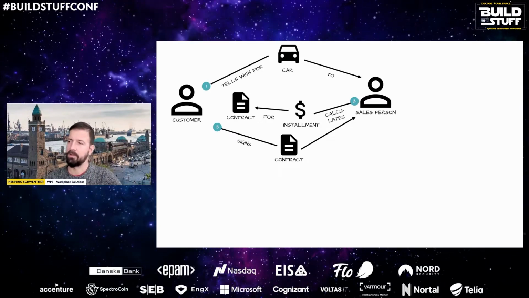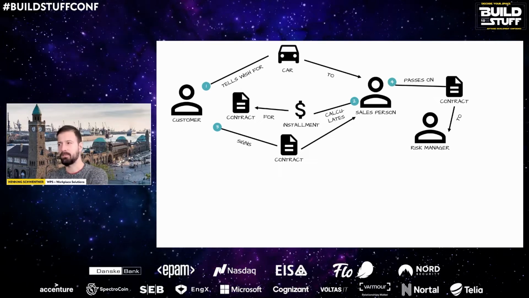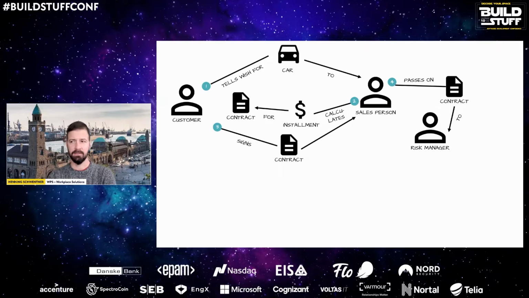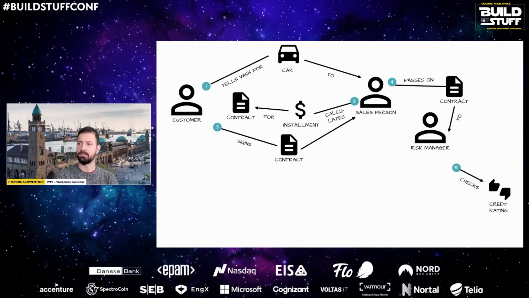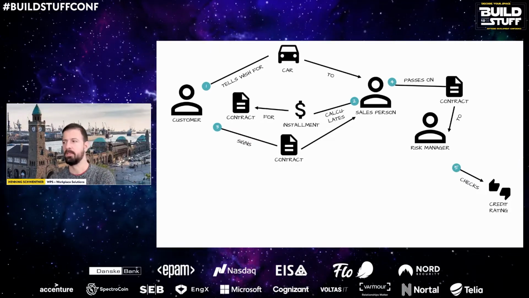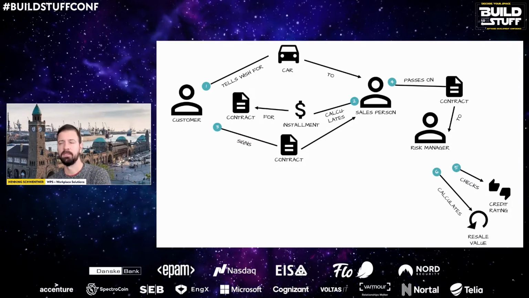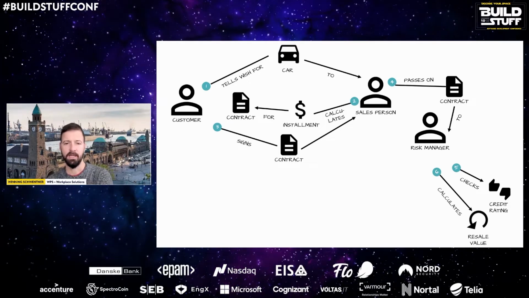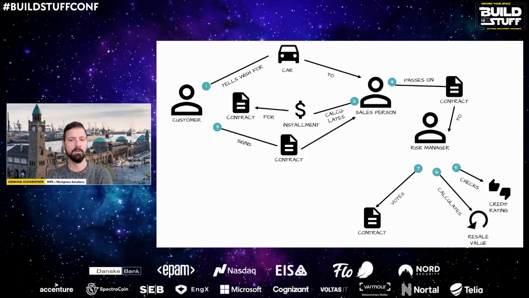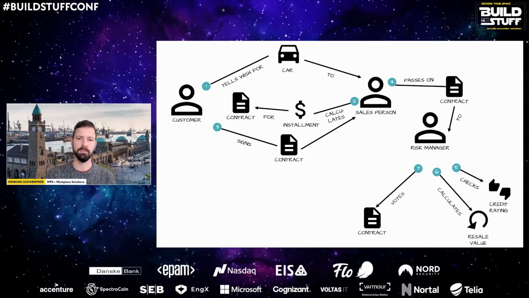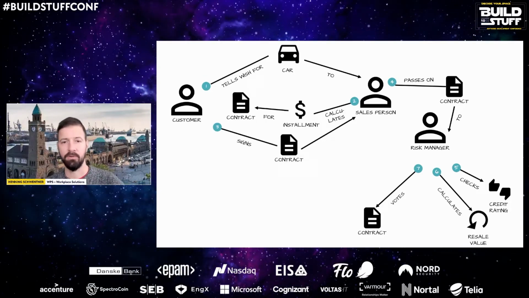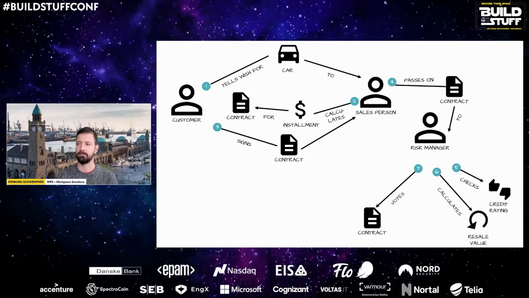So the customer signs the contract, and then the salesperson passes on that signed contract to a risk manager. The risk manager then assesses the risk of this contract. That is, they check the credit rating, the risk of the customer, and then they calculate the resale value, that is the risk of the car. And based on this risk assessment, the risk manager will vote the contract. To vote means say, yes, we're going to make that contract, or no, the risk is too high. We reject this contract. We're not going to make that.